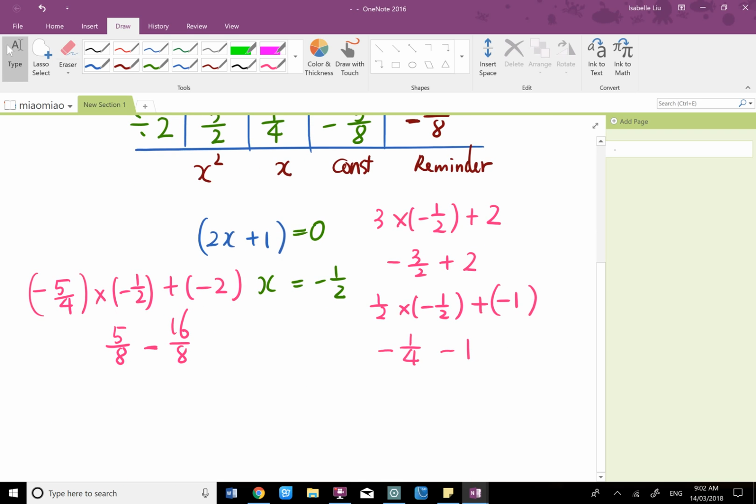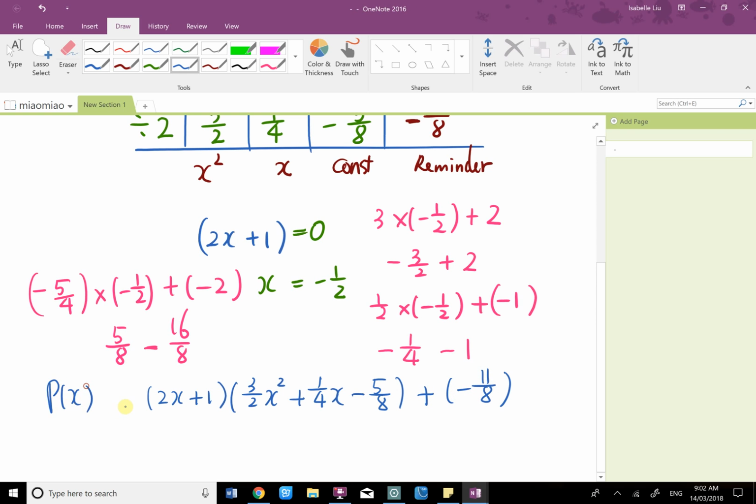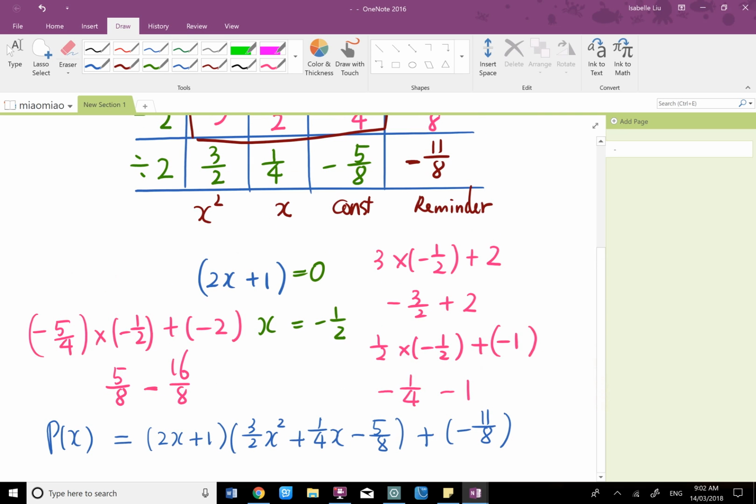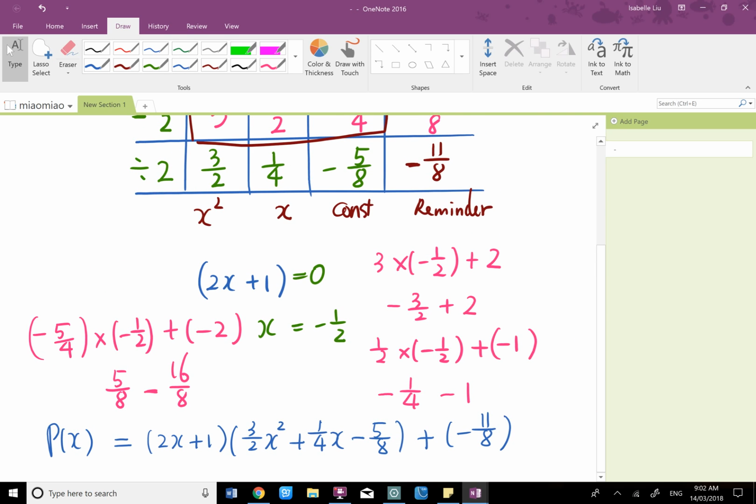So what you will write is 2x plus 1 times 3 over 2 x squared plus a quarter x minus 5 over 8, plus minus 11 over 8. And that gives you the P(x). And that is the same result as the long division gives you.